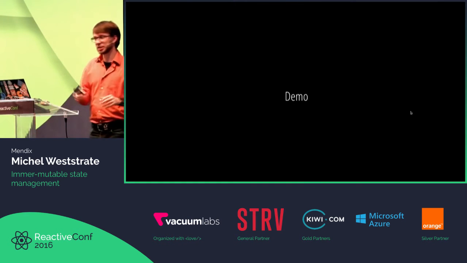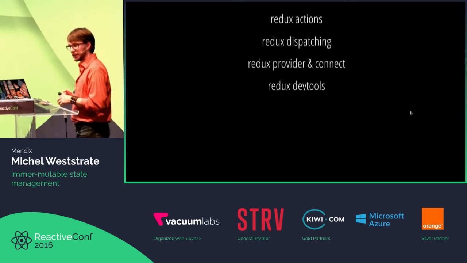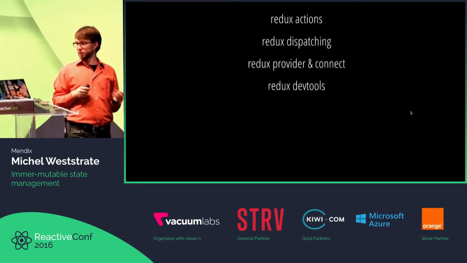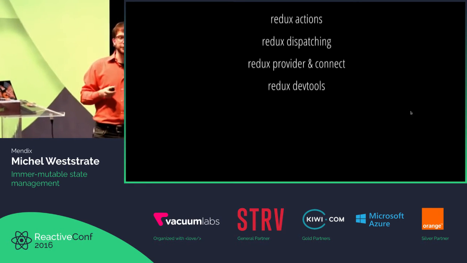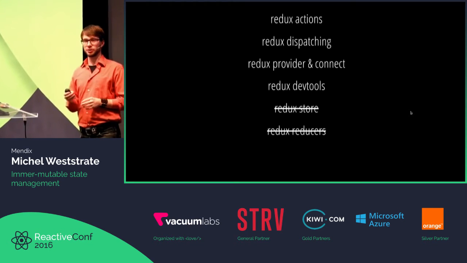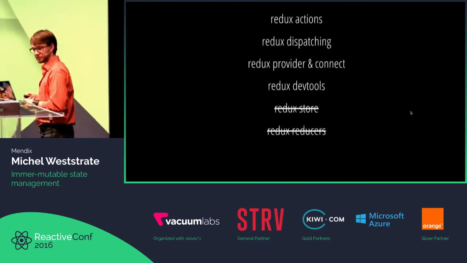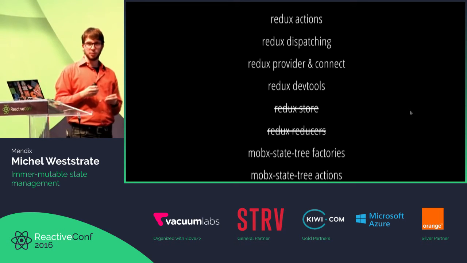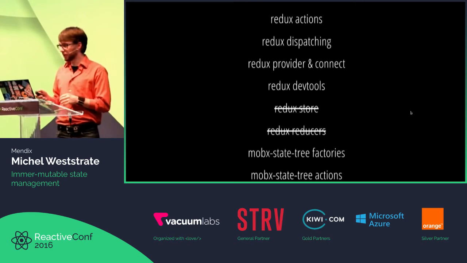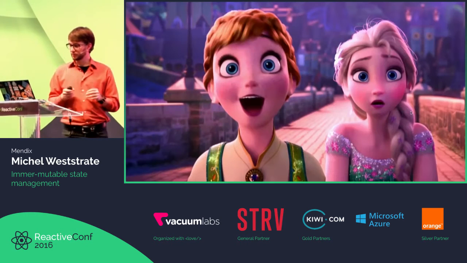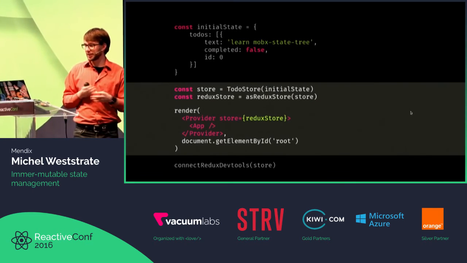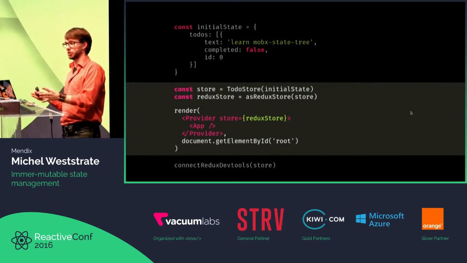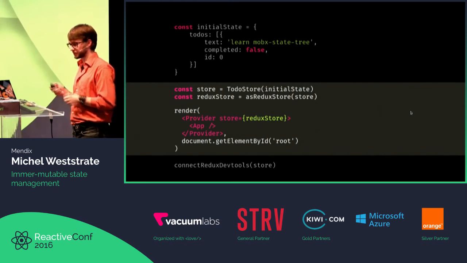But actually, it's not really the Redux to-do MVC example anymore. It still has its actions, it still uses the dispatcher, it still uses Redux components like provider and connect, it still uses the Redux DevTools, but it doesn't have a Redux store, and it doesn't have any reducers. Instead of that, it has MobX state tree factories and MobX actions. And you might be wondering, how is that possible? Well, the reason is that we can convert the one into the other. Because MobX state trees are transactional, we can mimic Redux stores.